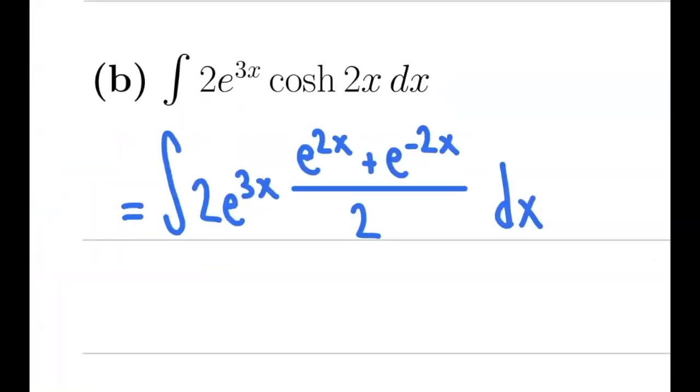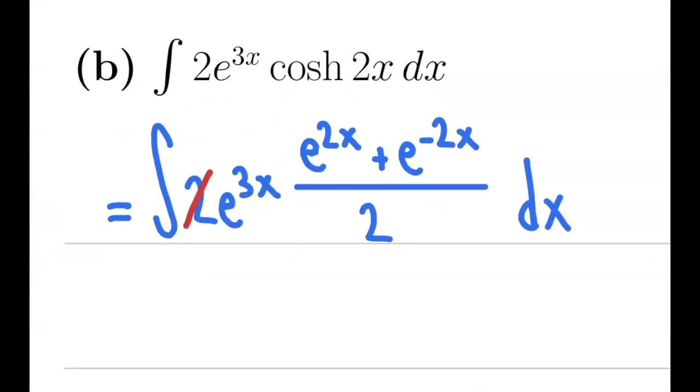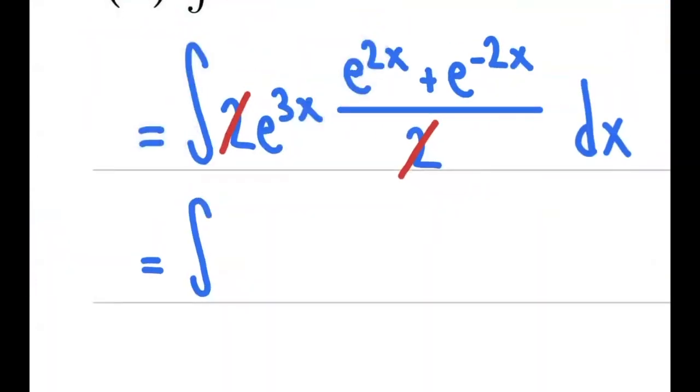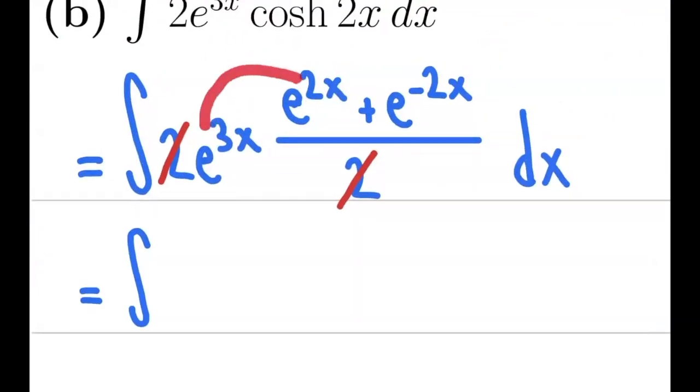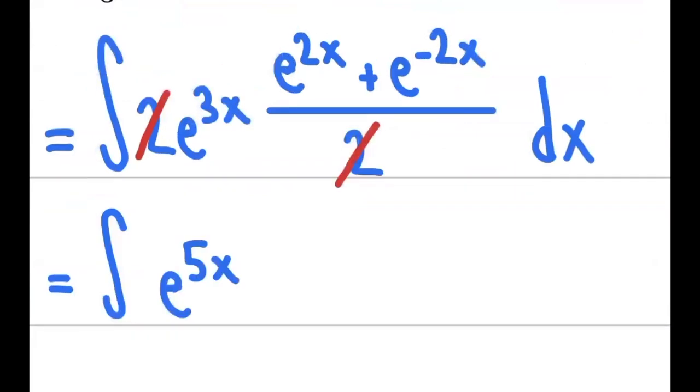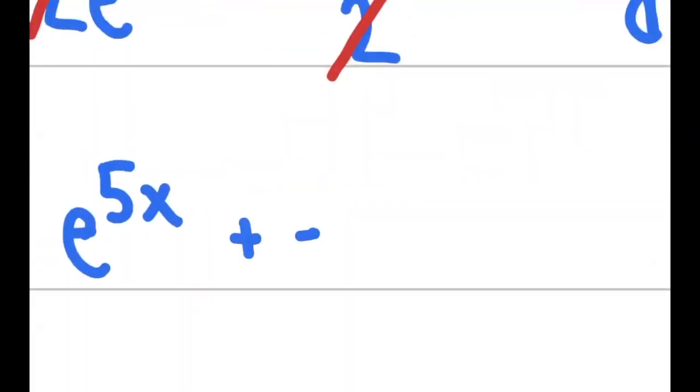And you can see that the 2's nicely cancel here. And what am I going to do with these e to the x's? Let's distribute. So when you distribute, you get e to the 3x times e to the 2x. You add the exponents, you get e to the 5x. And then e to the 3x times e to the negative 2x. Again, you add, you get e to the 1x, which is just e to the x.